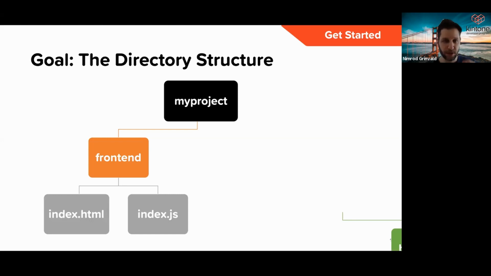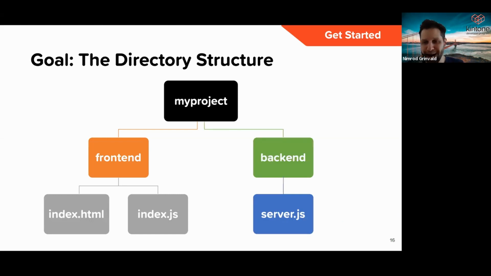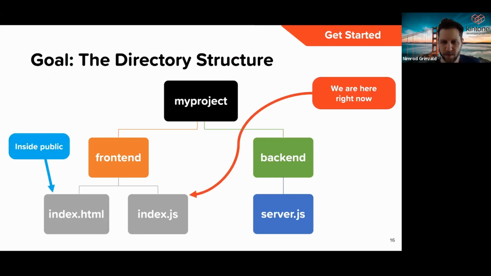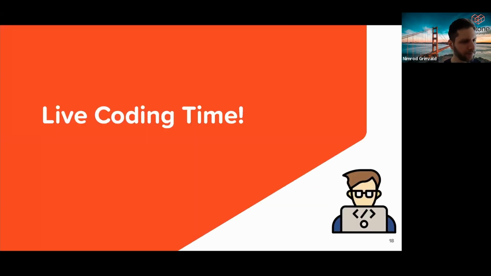And then what we're ultimately going to do is create a folder called backend, in which we're going to have a JS file called server.js. This is where we will set up our Express server. But for now, we're going to go ahead and modify index.js. So this is where we are right now, inside the public folder. Let's do some live coding.